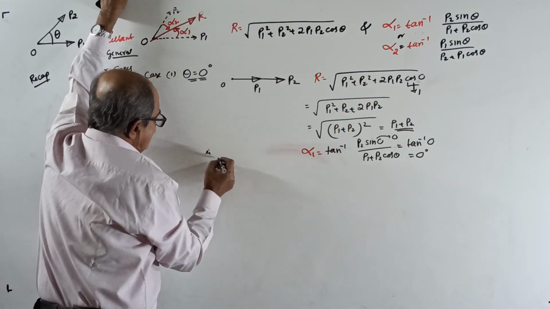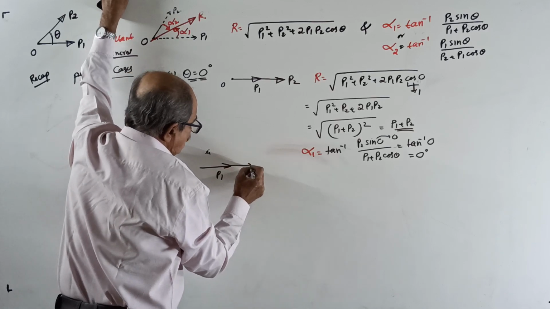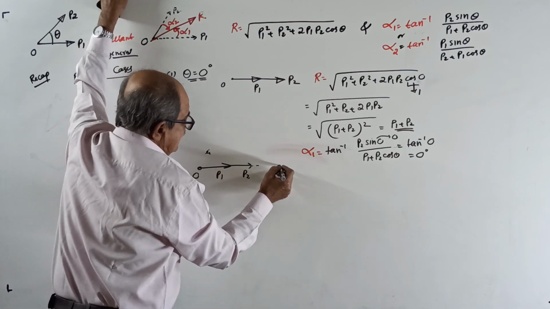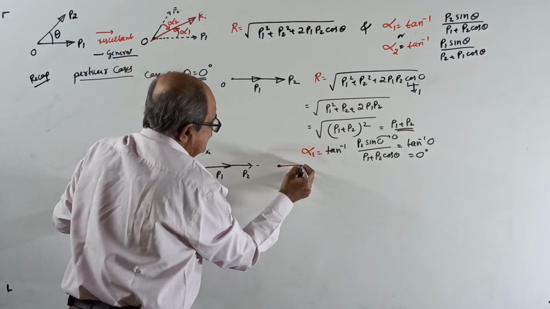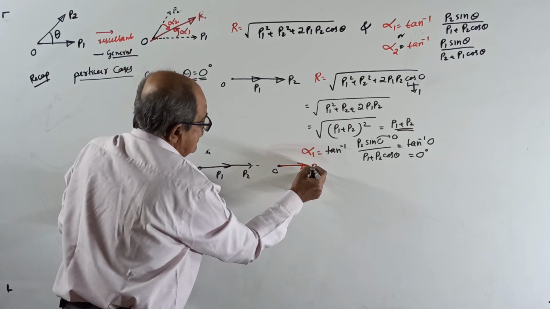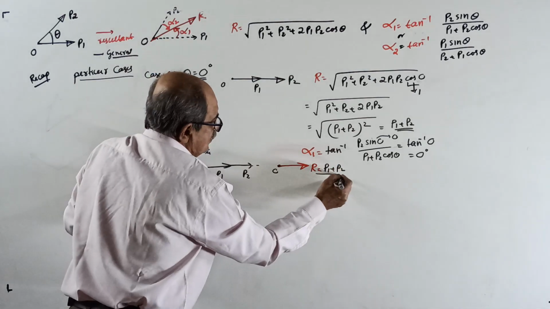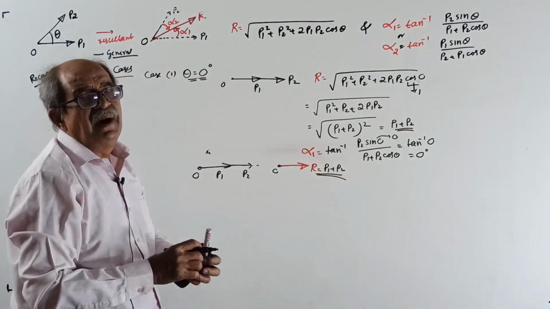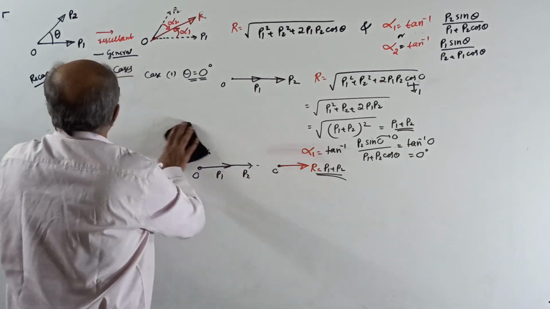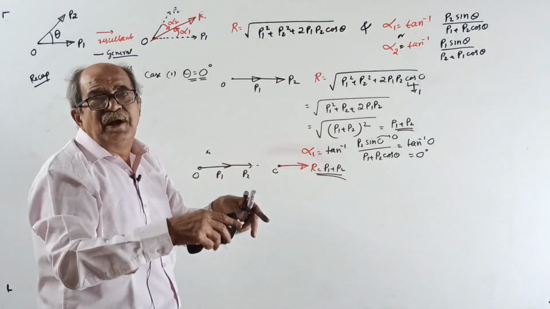That is, if P1 is like this and P2 is like this, suppose to a point O, then resultant R will be through the same point, will be R equal to, once again, simply P1 plus P2. Later, I will give summary of all this. Right now, sufficient. This is one case. Now, both are in the same direction, but collinear.